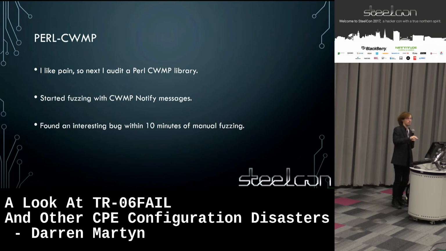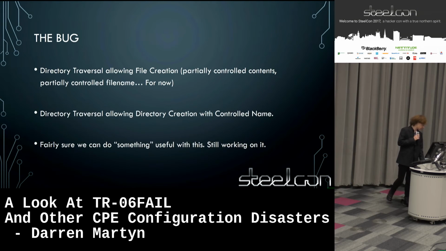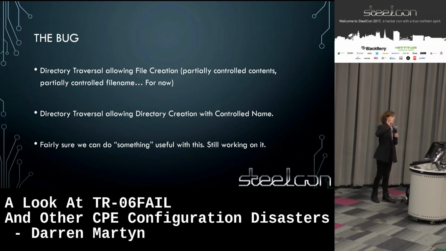They can run it, but they can't read it because it's Perl. So I found this really interesting bug within like 10 minutes of fuzzing. What the bug is, it's actually a really trivial bug. One of the fields you send is a directory traversal bug that does create directory and create file.